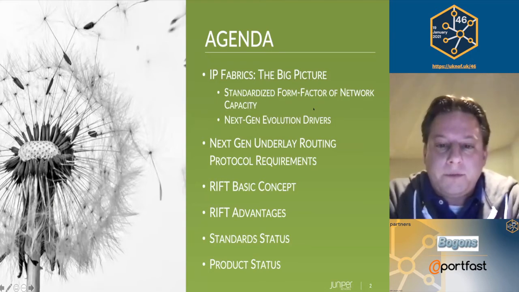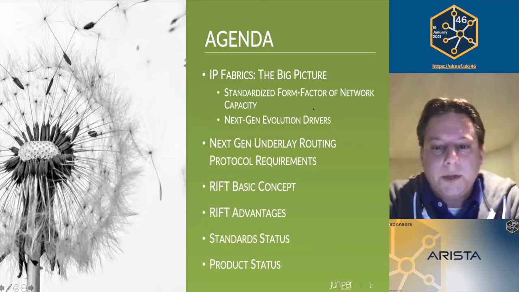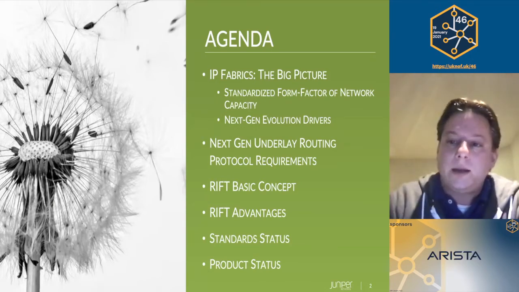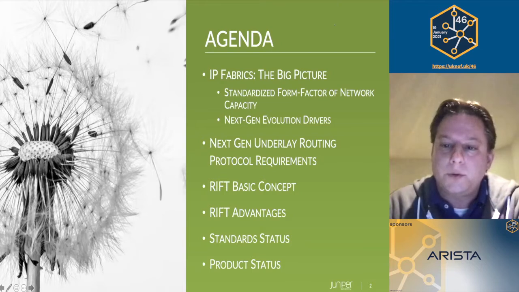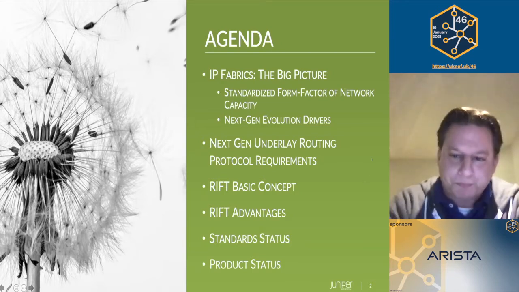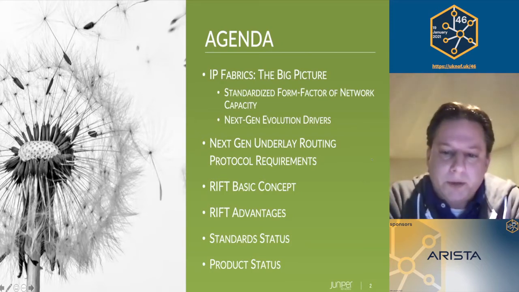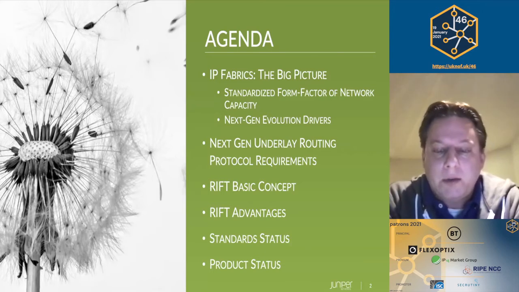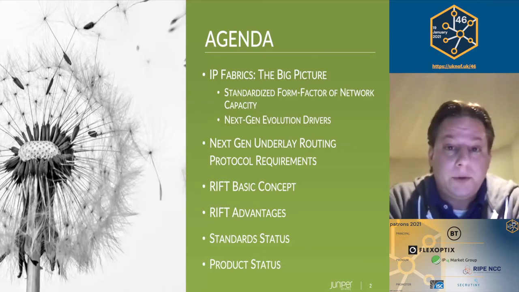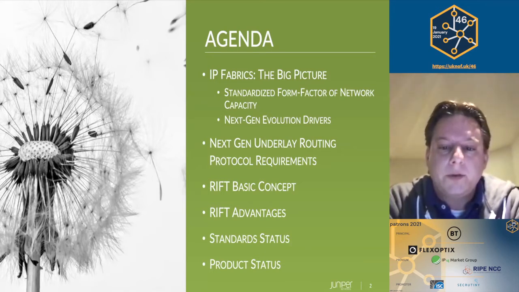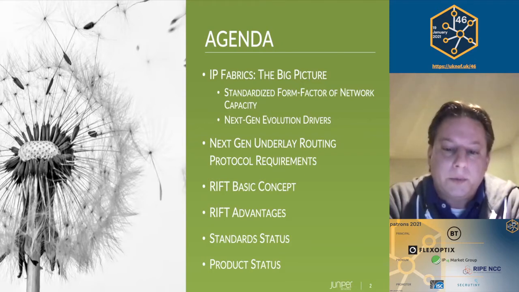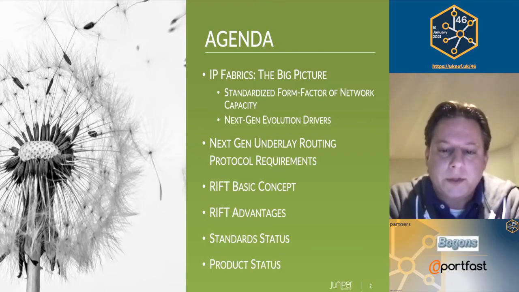Small agenda. First, let's touch on what is actually happening in the data center and in IP Fabric. So we'll draw a little bit of the big picture. We'll talk about some of the drivers. Why do we actually need a new routing protocol in the data center? So we'll talk about some of the requirements as well, and then we'll dive into Rift.